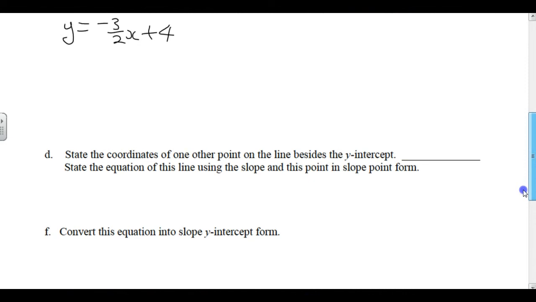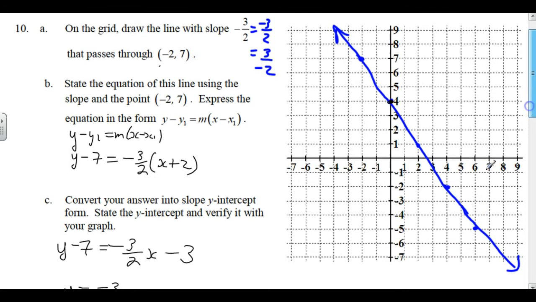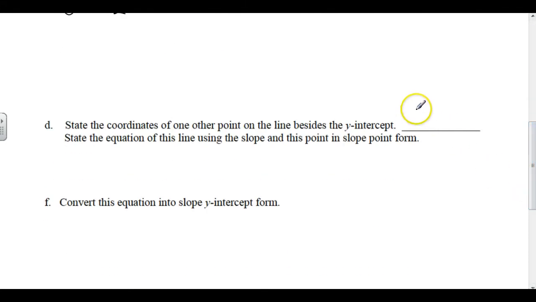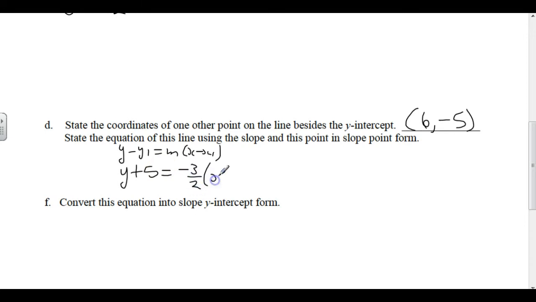State the coordinates of one other point on the line besides the y-intercept. Okay, here's one other point. This is (6, -5). State the equation of this line using the slope and this point in point-slope form. y minus y1 is m times (x minus x1). y plus 5 is equal to -3/2 (x minus 6).